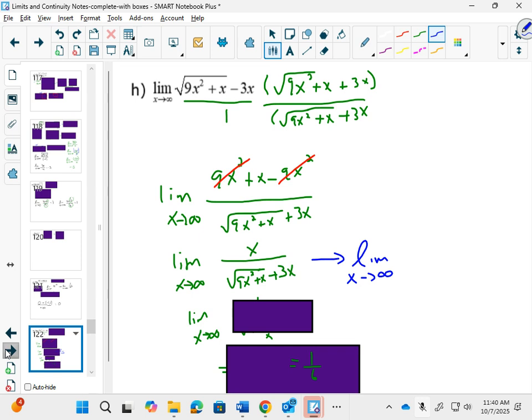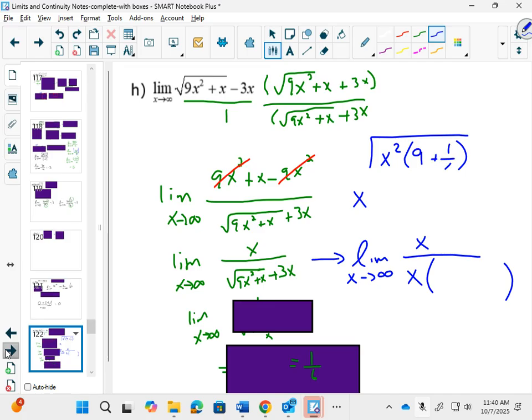If you factor out an x, okay? So if I factor out an x on the top, obviously it's going to be x times 1. If I factor out an x on the bottom, how do I do that? How do you take an x out of 9x squared plus x? And I'll do an extra step. I want to take an x out of there. Do you see that that would be like having an x squared inside? And if I take an x squared out of this, I'm going to get 9 plus 1 over x.